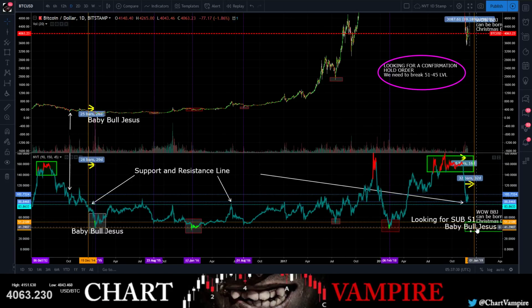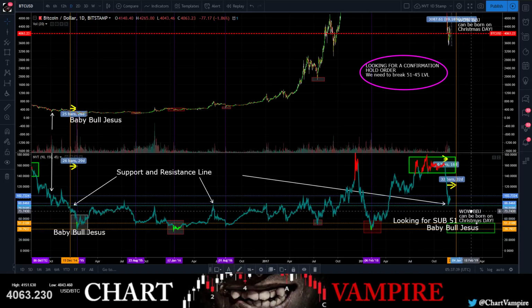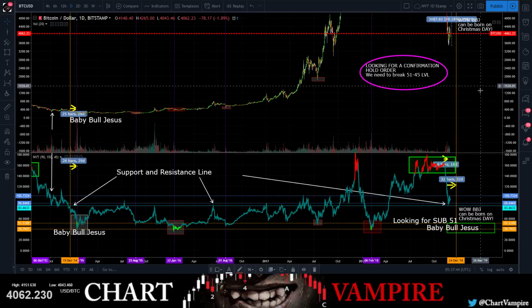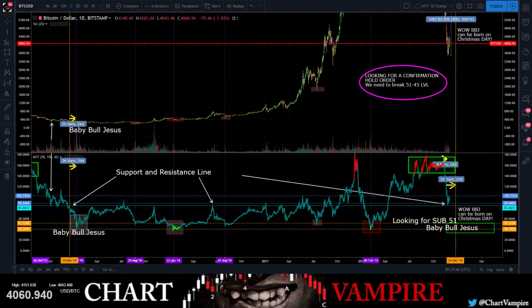We could easily find 51. We could even find, at the very, very bottom here, 39. But we want to hit at least 51 to find Baby Bull Jesus right there. So this is still our targets. I just wanted to share with you guys kind of my long-term buy-sell plan and where I'll have orders layered, so that way everybody can have a pretty good idea of what my plan is going forward. It's already worked pretty good with my buys I have set now.